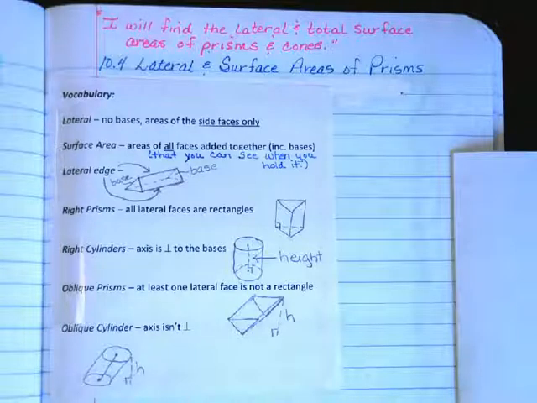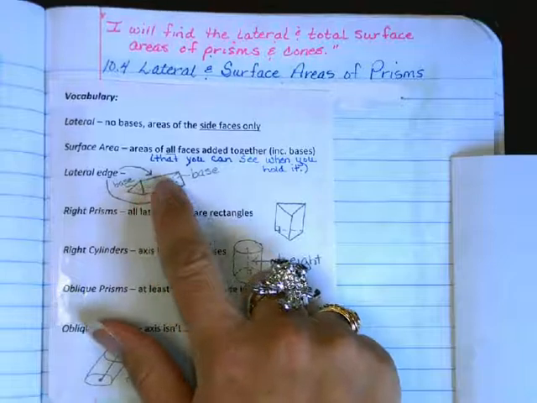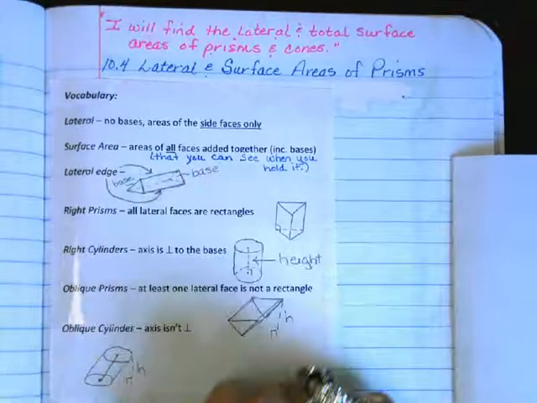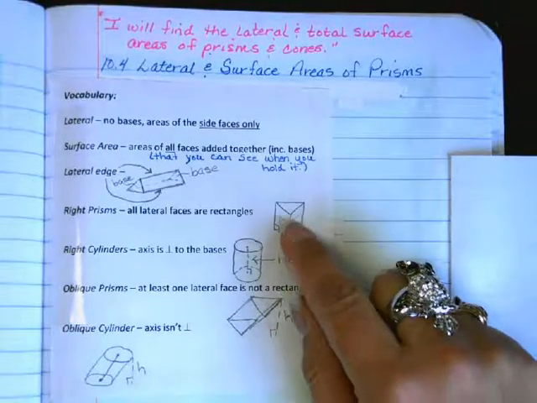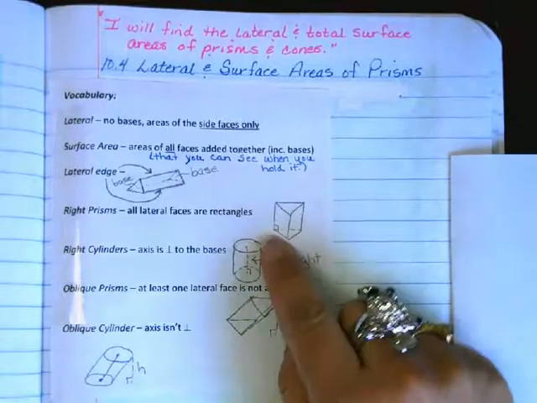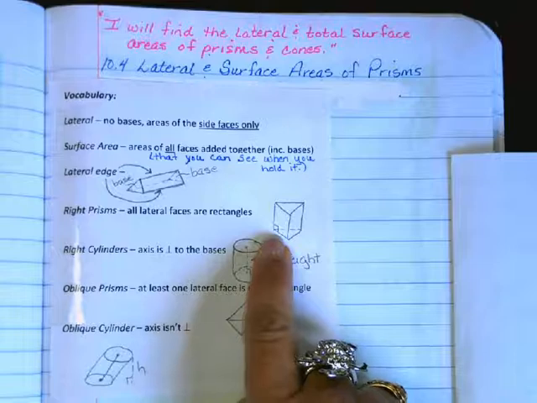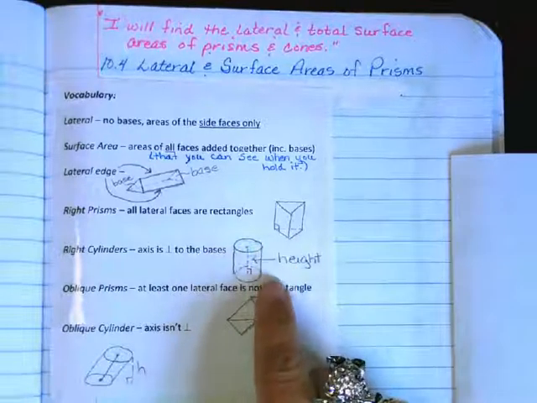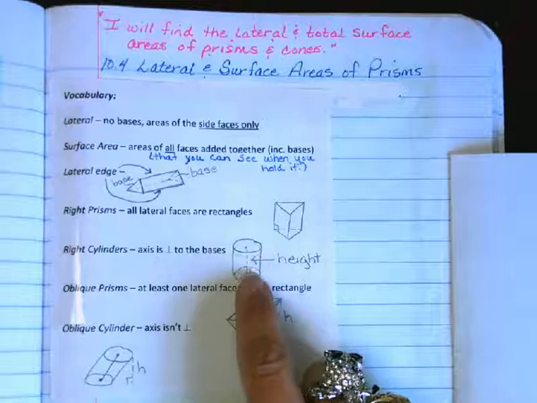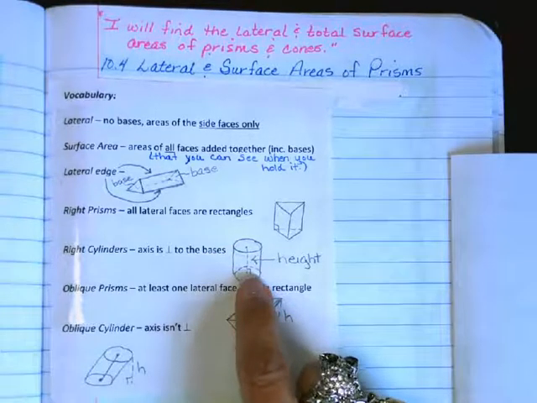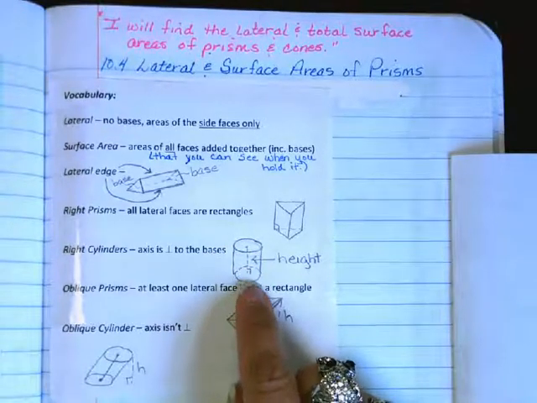The lateral edge of your prism is right along here, not the edges of your bases. A right prism stands straight up, and the height of it makes a perpendicular line to the base. A right cylinder means that the height inside the cylinder is also perpendicular to the base. So right cylinder, right prism, think of the right angles.